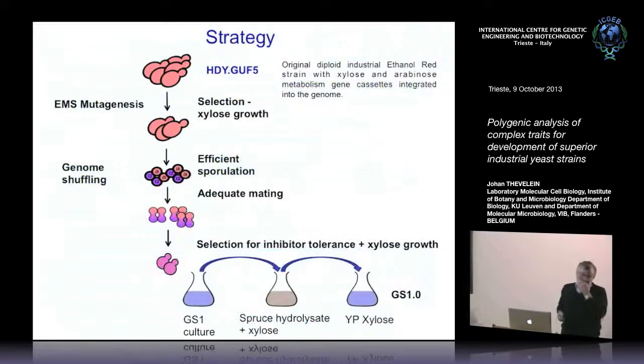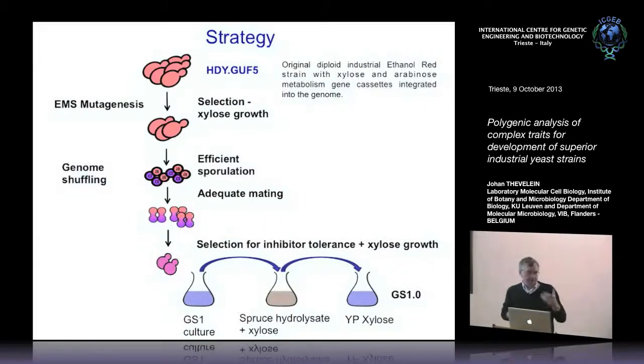And then we used a multiple strategy, in which we first mutagenized this strain very, very heavily. There were practically no survivors anymore. We selected on xylose, mutants that could grow on xylose. And we had some that grew a little bit on xylose. Then we crossed them. We did genome shuffling to lose bad mutations because we mutagenized so heavily. We mated the strains, we did genome shuffling to obtain good sporulators, good maters, and each time we selected on xylose medium.